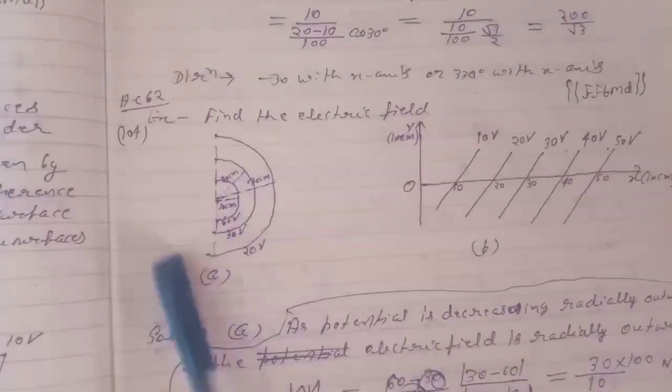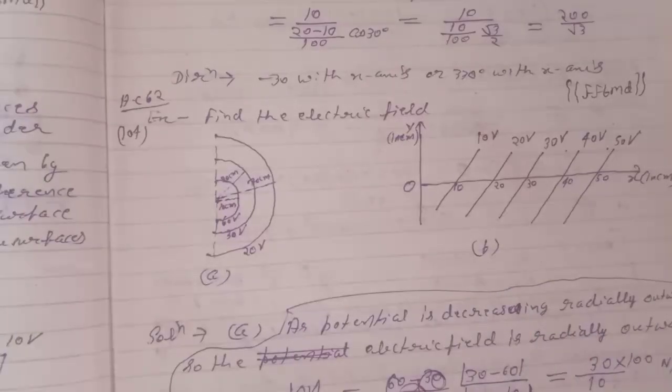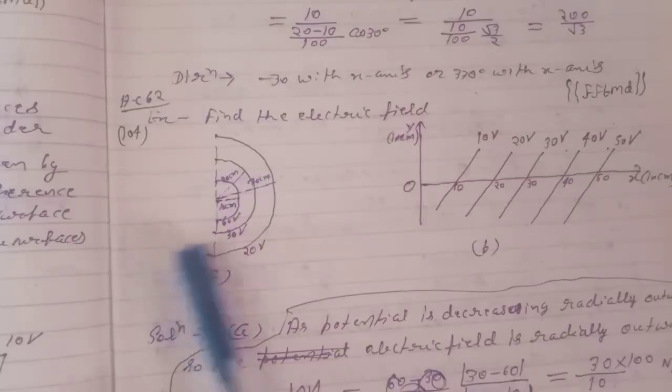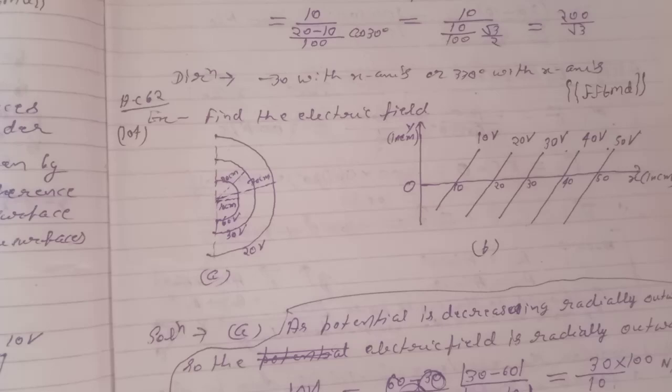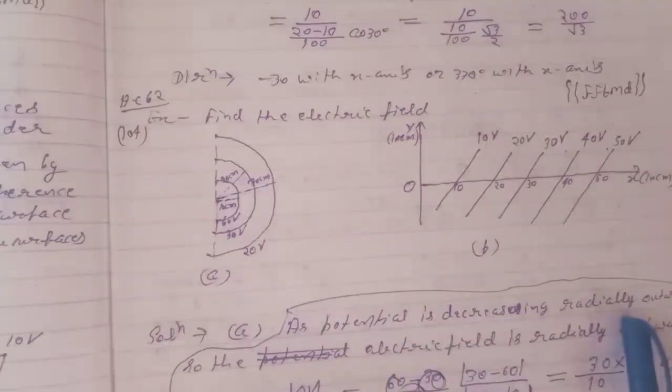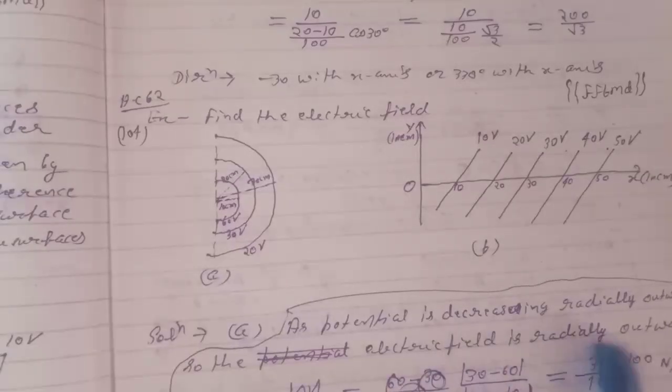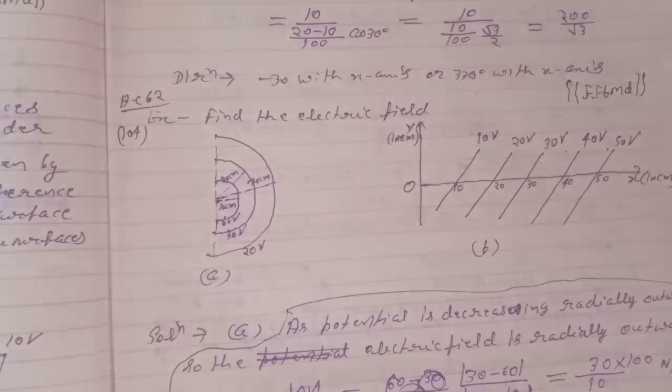Find the electric field in the given figure A and B. In A, this is 20 volt, 30 volt, 60 volt. As potential is decreasing radially outward, the electric field is radially outward, and E equal to mode of delta V by delta R, and mode of 30 minus 60 by mode of 2 by 100 minus 100, 10 by 100, 30 by 10 into 100 Newton per coulomb, or 300 Newton per coulomb.